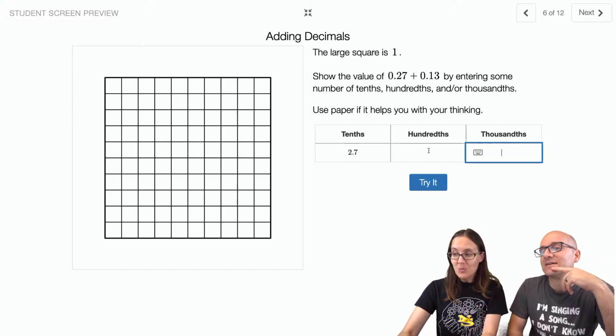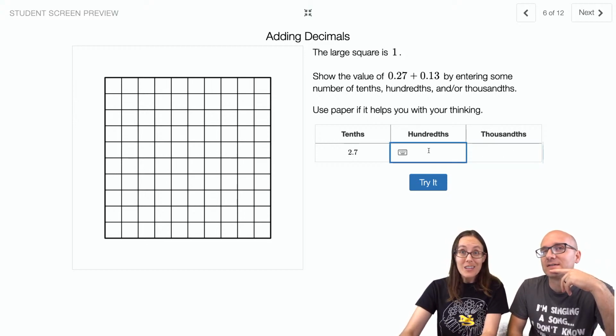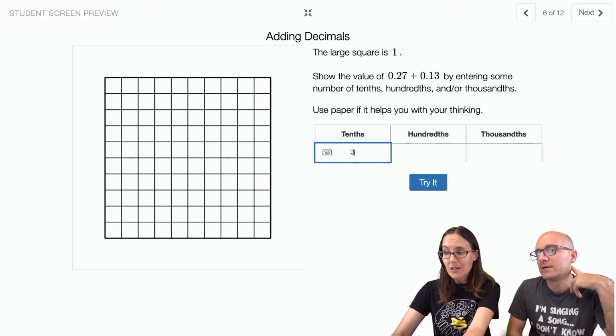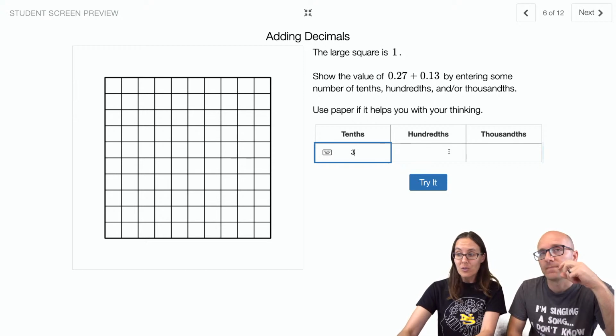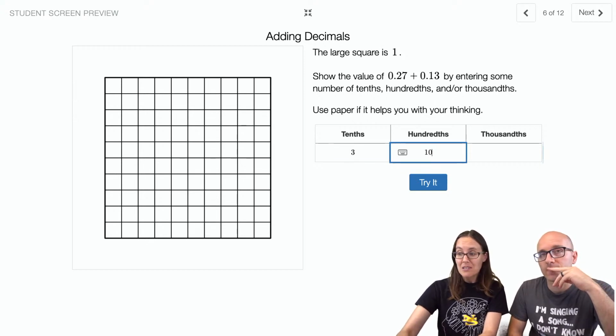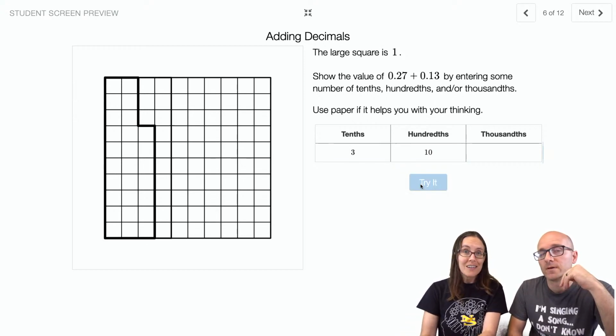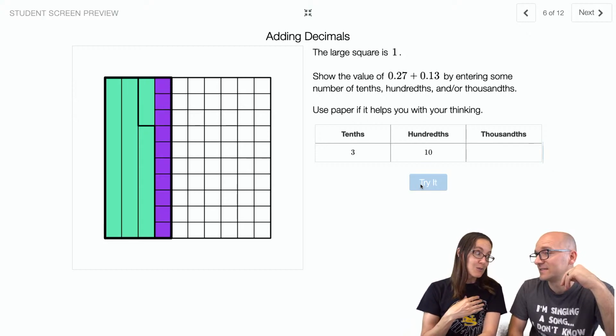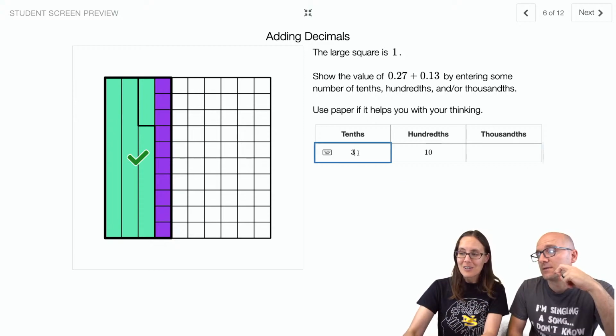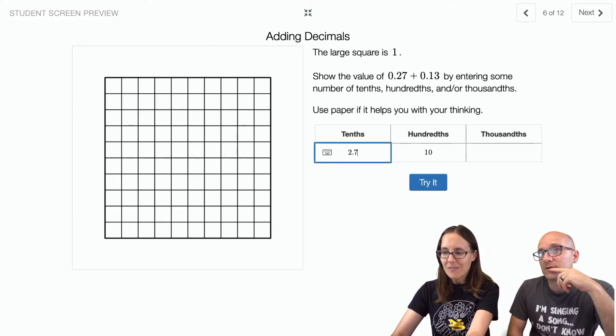0.13 that I'm adding in as well. Should I just add them together? I could add the tenths. 2 plus 1 is 3. I could put 3 here. And then I could add the hundredths. 7 plus 3 is 10. And I can write 10 here. I can see what that looks like. I tried several different versions, but my favorite, just because the colors looked nice, was to do it this way.